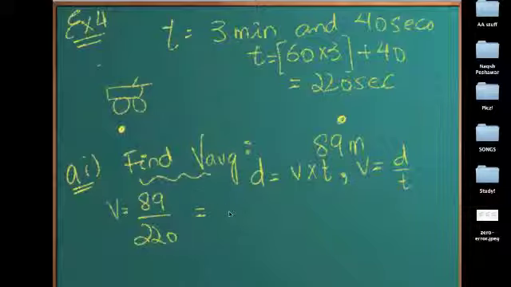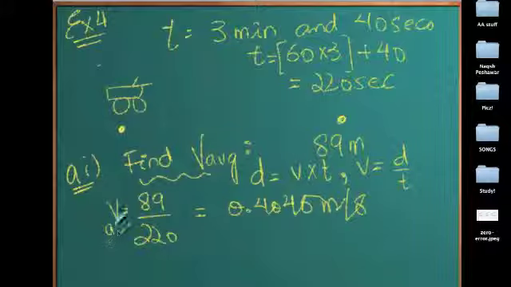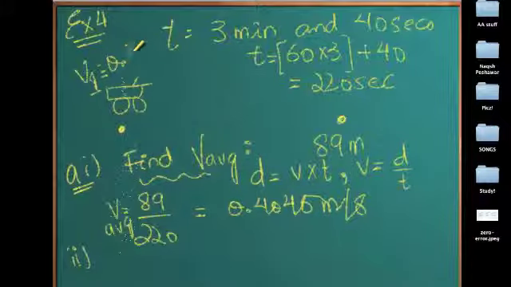My velocity becomes 89 over 220, which is 0.4045 meters per second. So this is my average velocity. However, the next part says, imagine if the initial velocity v1 was given to be 0.35 meters per second. Find out what was the instantaneous velocity when it reached the point P.